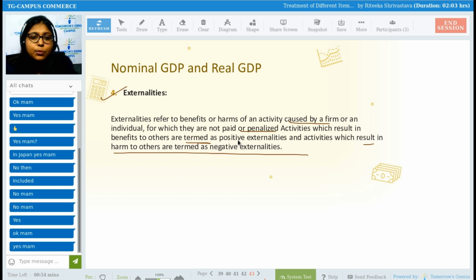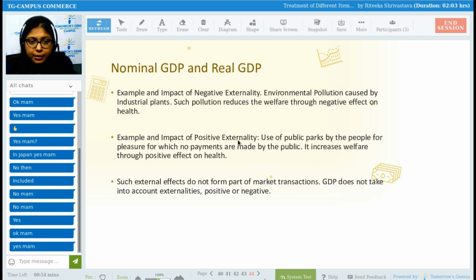See, externalities means what? Any benefits or any harm, any such kind of activity which is taking place in the firm, there are chances that there can be a positive externality. Positive externalities mean all the benefits which the firm gets, and negative externalities mean the harm, the negativity, the threatening which the firm gets. So of course these things also affect the GDP of the economy.